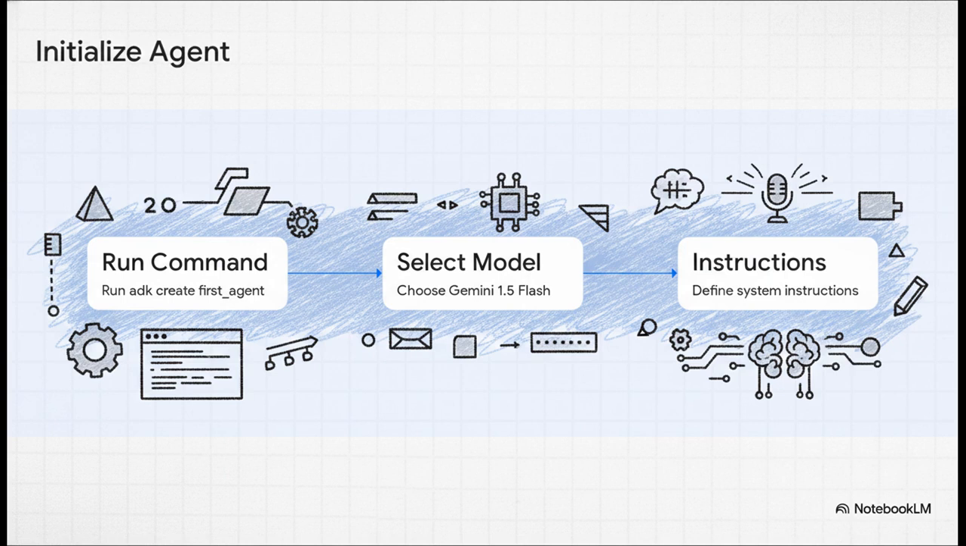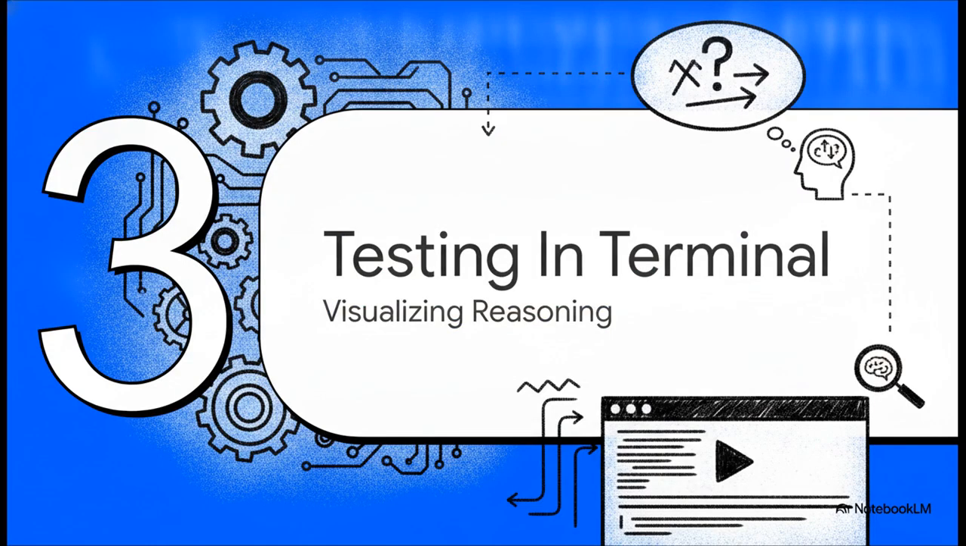You run that single command, and it prompts you to select your foundation model. For simpler, lightning-fast tasks, you'd probably pick something like Gemini 1.5 Flash. Then you just define your basic system instructions. Something like, you are an assistant who is helpful but brief. Follow those 3 easy steps, and you have officially breathed life into your very first AI agent. It's really that quick.